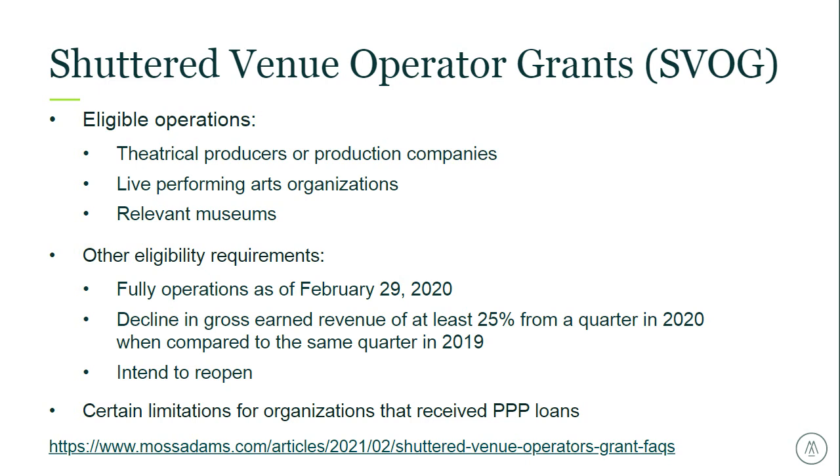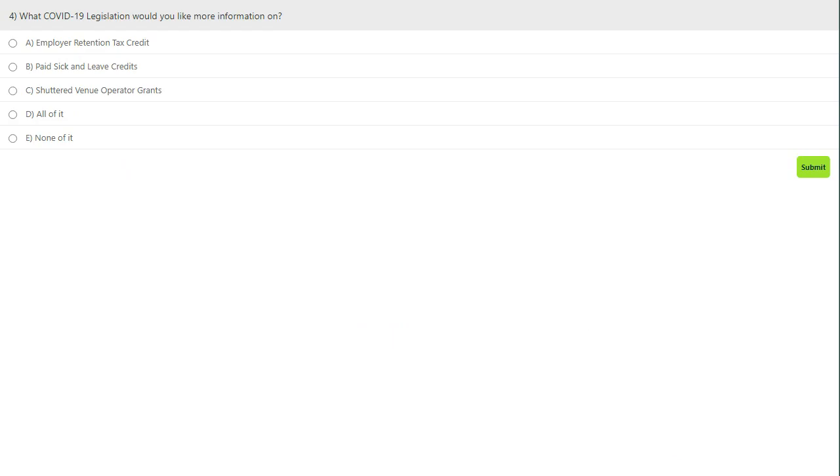And so with that, we are going to jump into our last polling question. I'll turn it over to Amy. All right, thank you. So our last question is, what COVID-19 legislation would you like more information on? A, employer retention tax credit, B, paid sick and leave credit, C, shuttered venue operator grant, D, all of it, or E, none of it.